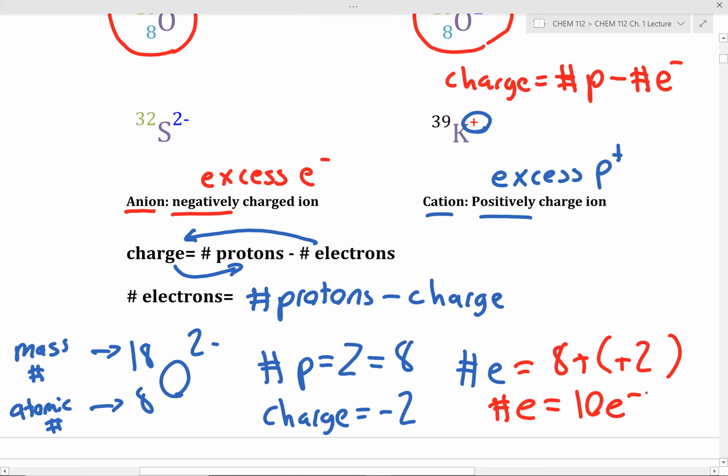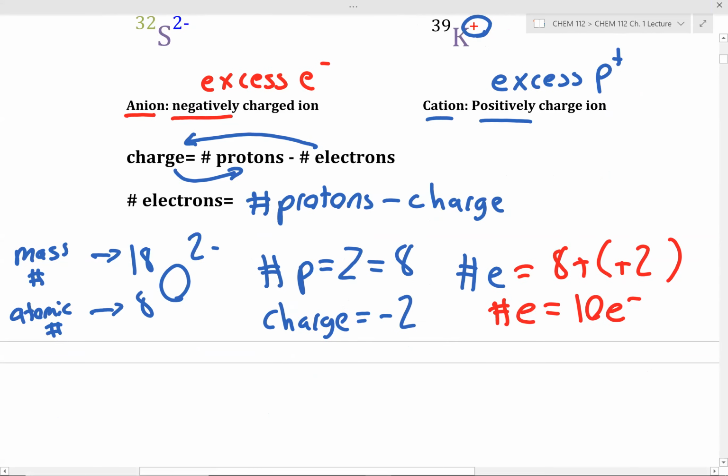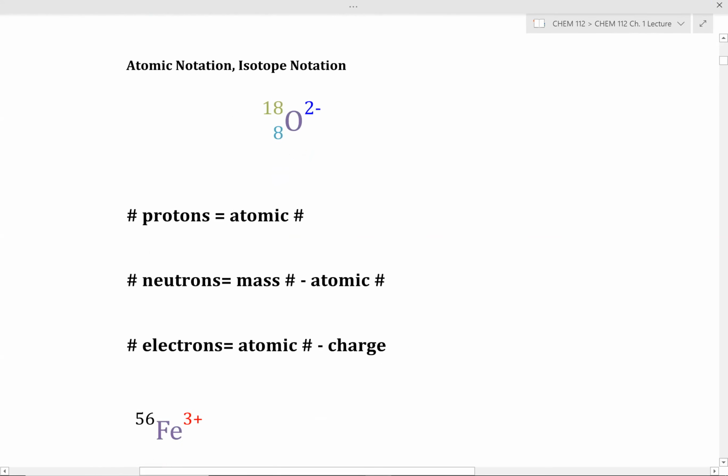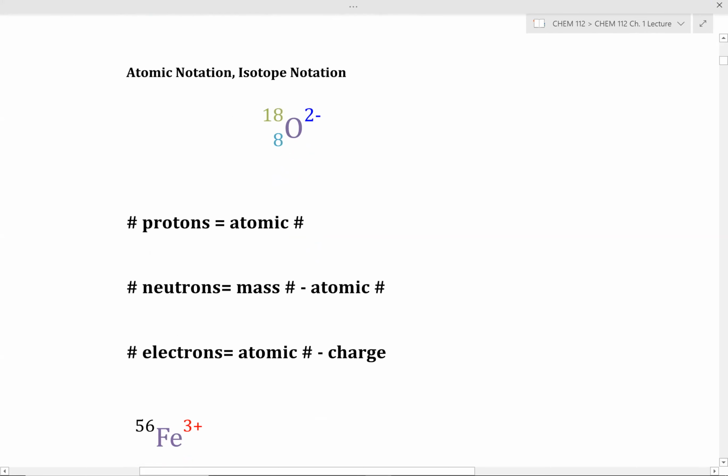So counting electrons is a really important skill that we'll be developing and continuing to use throughout this class. And it's really important that you're comfortable counting electrons for neutral species and for anions and cations. Now, let's delve into atomic notation and isotope notation in a little bit more detail. So let's take our typical framework of O18 over 8 2 minus.